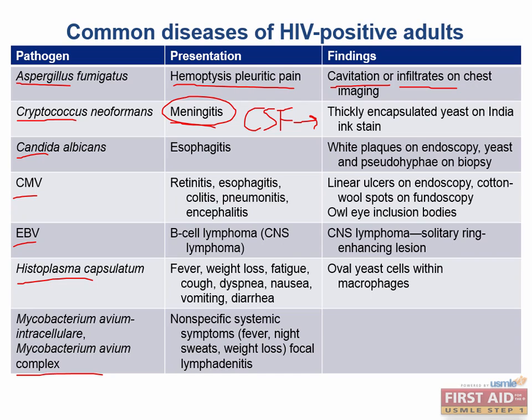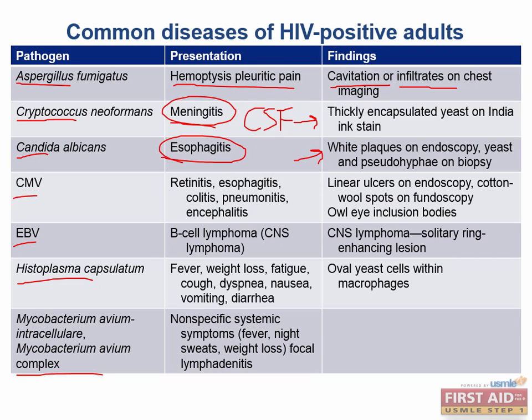Very good. Do you remember what Candida albicans causes in a patient with a CD4 count of 500? In that scenario, Candida caused oral thrush. As the AIDS advances and the CD4 count gets even lower, Candida can cause an even more sinister esophagitis. In this scenario, we would visualize white plaques on endoscopy with yeast and pseudohyphae present on biopsy.